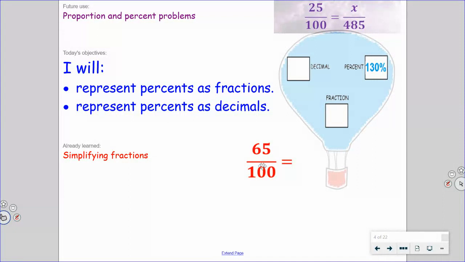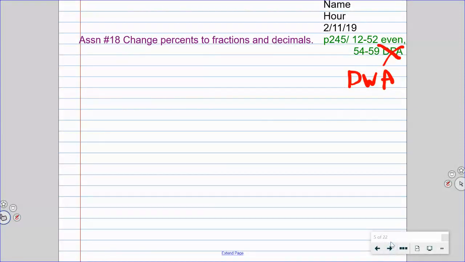Now, we've already gone and simplified fractions or made equivalent fractions, and so we're going to build on that skill today. Go ahead and pause, write down your work, and come on back when you're ready.